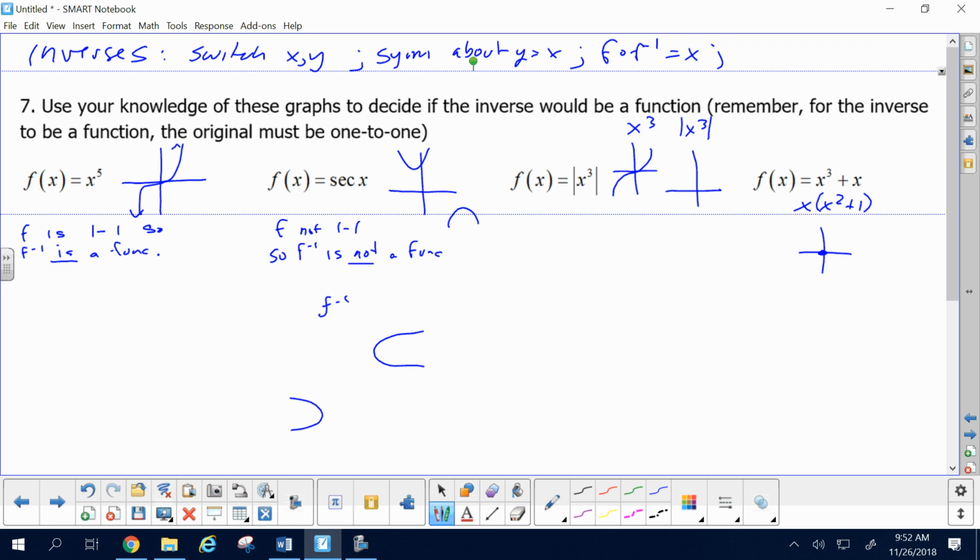Absolute value. Do you agree that x cubed is a normal snaky kind of shape? But absolute value, what does it do to the graph? It makes all y's positive. So is f 1 to 1? f is not 1 to 1, so f inverse is not a function. Okay? X cubed plus x, fight the temptation to graph that with your calculator and think your way through it.